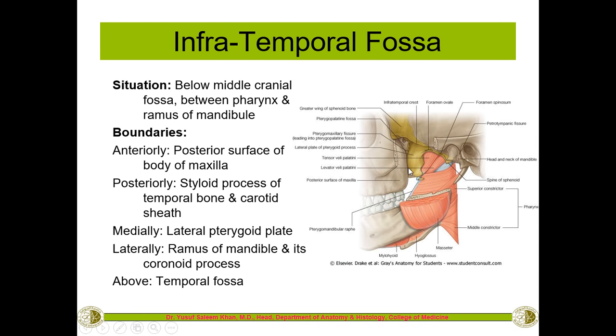So anteriorly we have the posterior surface of the maxilla, superiorly we have the middle cranial fossa, posteriorly we have, or we can also say, the base of the skull itself. With the middle cranial fossa to be specific, and posteriorly we have the styloid process of the temporal bone, as well as the carotid sheath deep inside. Then medially we have the lateral pterygoid plate, and laterally we have the ramus of the mandible, as well as its process called the coronoid process.